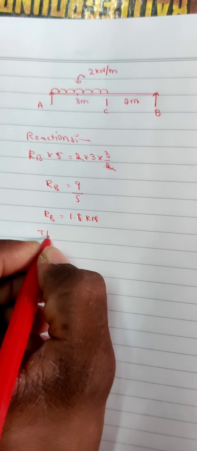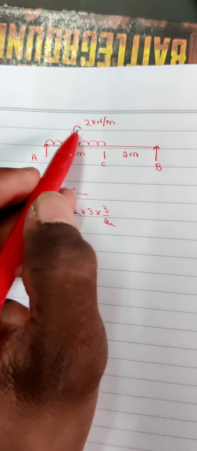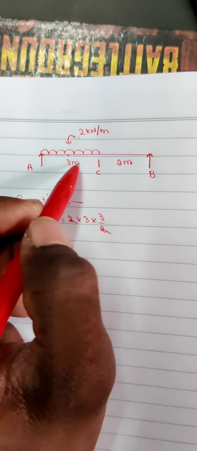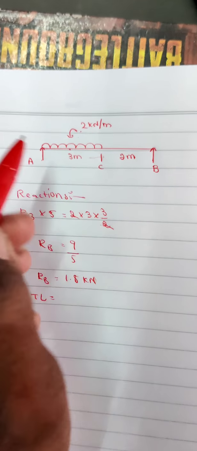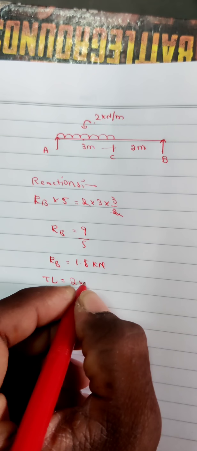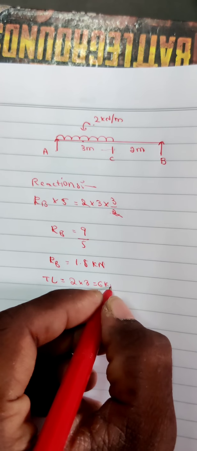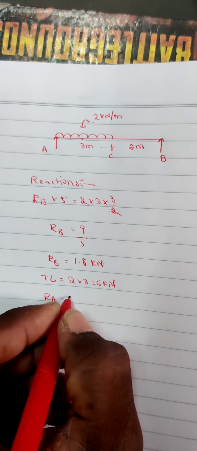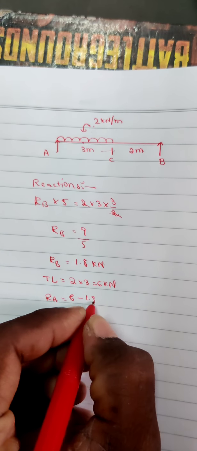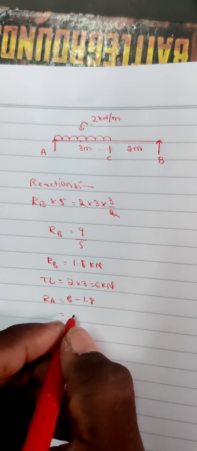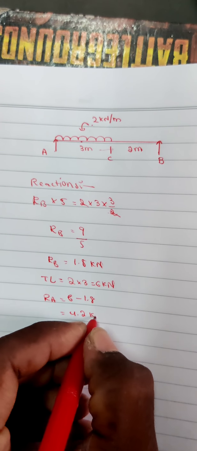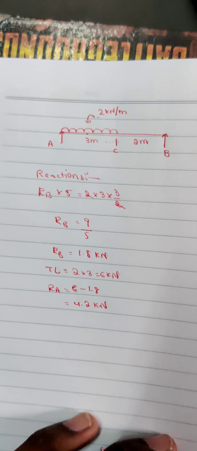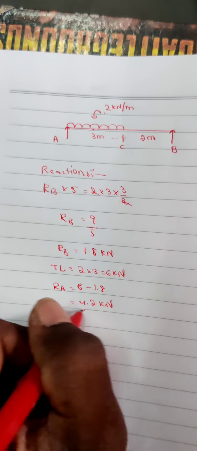Here the total load is calculated as UDL load into the distance over which the UDL occurs. So 2 into 3, 6 kilonewtons is the total load. So RA is the total load minus RB, 1.8. So we get 4.2 kilonewtons at RA. These are the reactions.